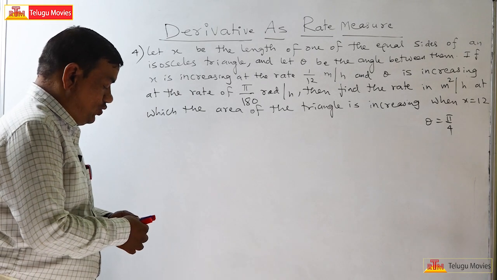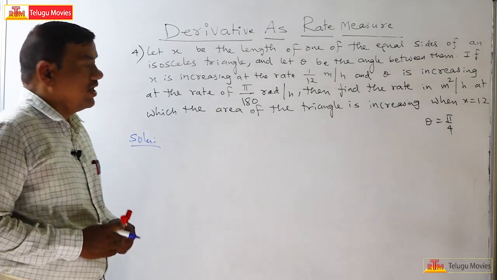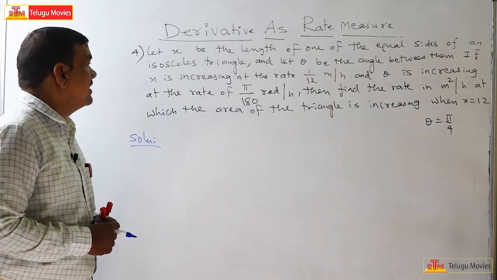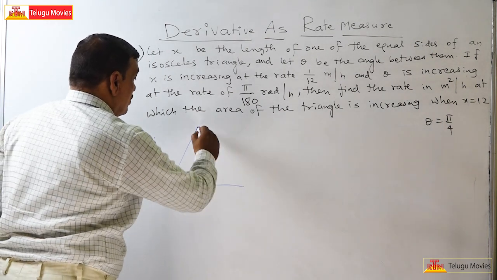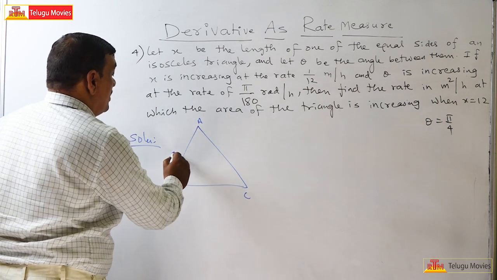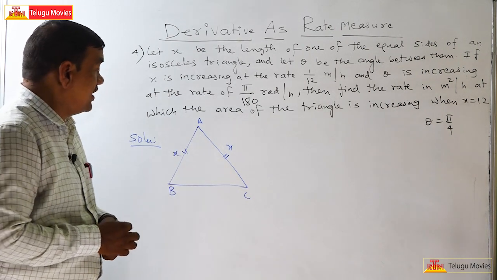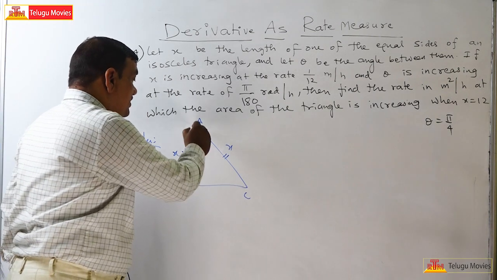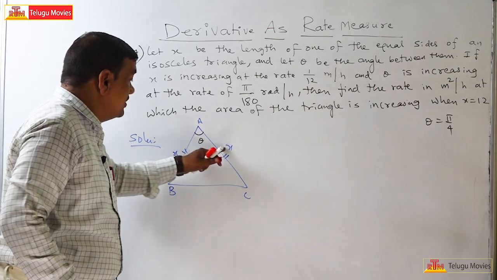Hi students, welcome to this problem. One of the important models this is. Let x be the length of one of the equal sides of an isosceles triangle. So first of all, there is an isosceles triangle ABC with equal sides. So these two are equal. Let us take AB is equal to AC, equal sides, and theta be the angle between them, that means not B and C, the angle between these equal sides.